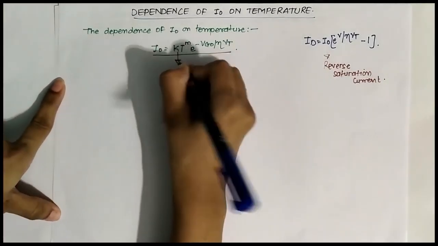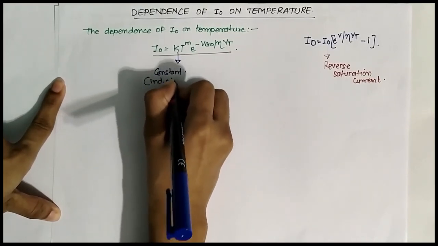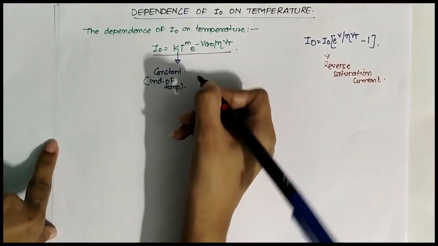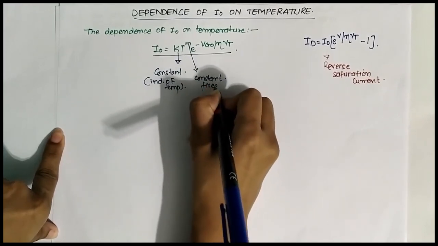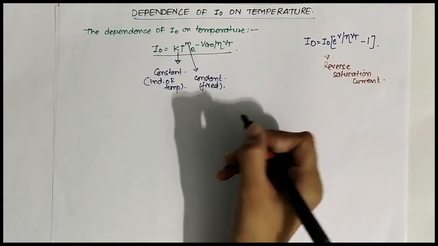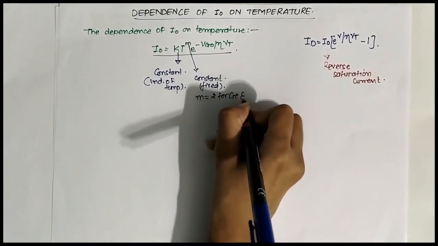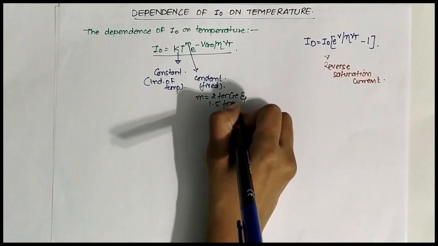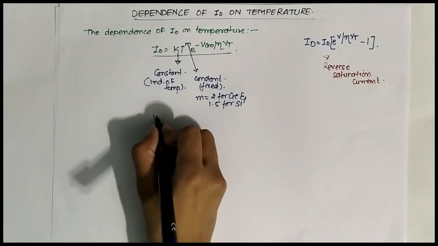K is a constant that is independent of temperature. M is also a constant and the value is fixed, just the way we had for eta. M is equal to 2 for germanium and 1.5 for silicon. Whenever we are considering germanium, we'll substitute M equals 2, and for silicon, we'll substitute it as 1.5. Now next is VGO.